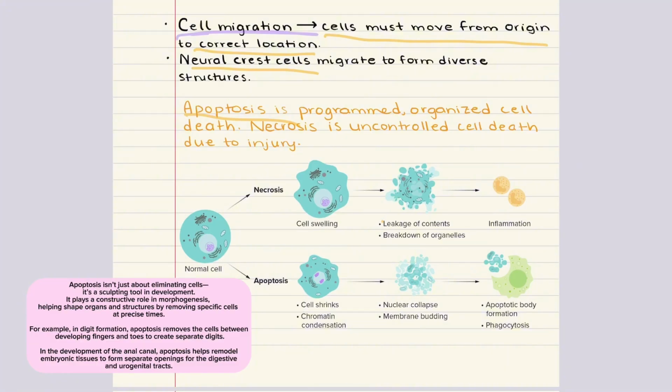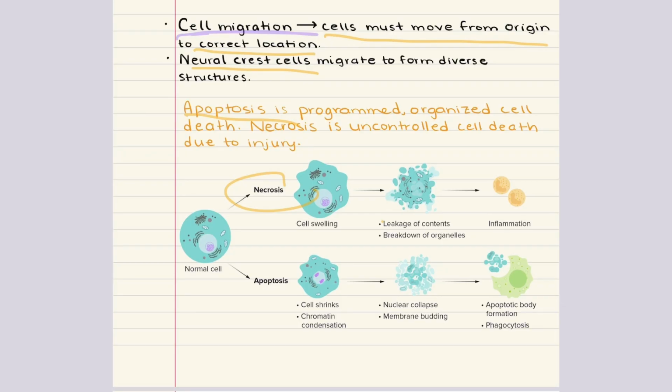On the other hand, necrosis is uncontrolled cell death, and it's usually caused by injury or trauma. In necrosis, the cell swells, its contents begin to leak out, organelles break down, and inflammation follows. So it's messy, and unlike apoptosis, it often damages surrounding tissues.